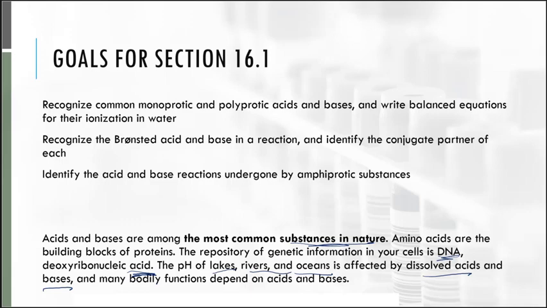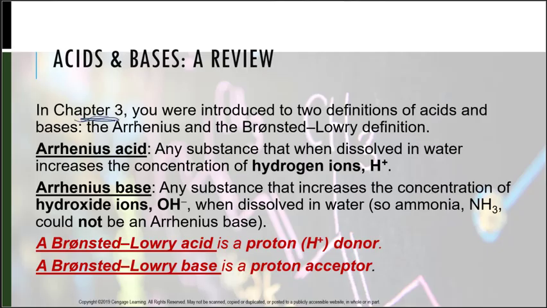on acids and bases. If you think back to Gen Chem 1, way back, you were introduced to two definitions of acids and bases, the Arrhenius and the Brønsted-Lowry definition. Let's look back at those two. An Arrhenius acid was a substance that, when dissolved in water, increased the concentration of hydrogen ions, or H+ ions. An Arrhenius base was a substance that increases the concentration of hydroxide ions, or OH- ions, when dissolved in water. So ammonia, NH3, would not be an Arrhenius base because that's not increasing the hydroxide concentration.